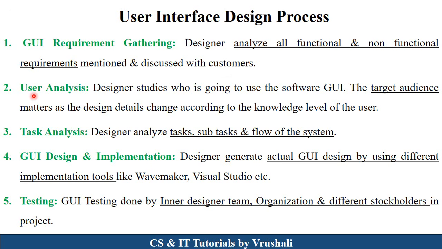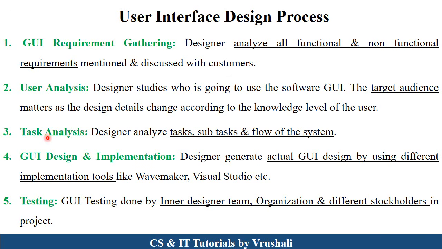The second step is user analysis. Here, the designer analyzes which type of target audience there is. For example, if the particular app is related to banking, then there are banking related users. Suppose there are social media apps, so there are social media users, right? Suppose there is a college management system application, so college related users are there. So this is the second important step: to identify the target audience, their education and their background details.